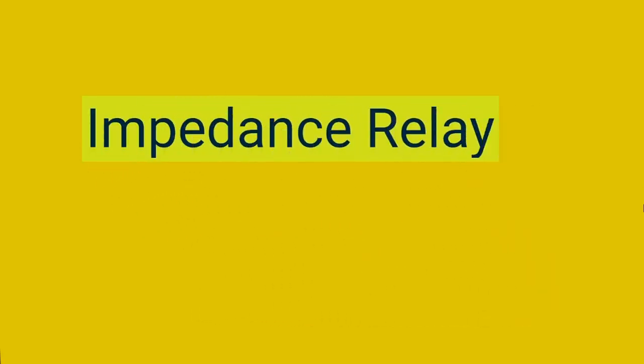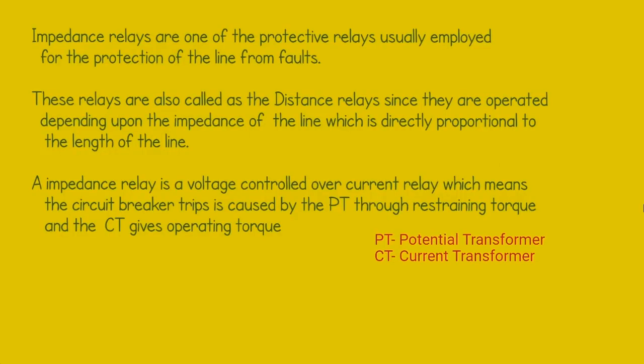Impedance relay. An impedance relay is one of the protective devices which are usually employed to protect lines from faults. These are also called distance relays because their impedance depends upon the length of the line, which means as the length of the line increases, the impedance of the line also increases.